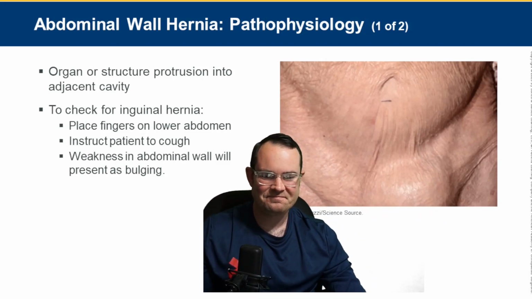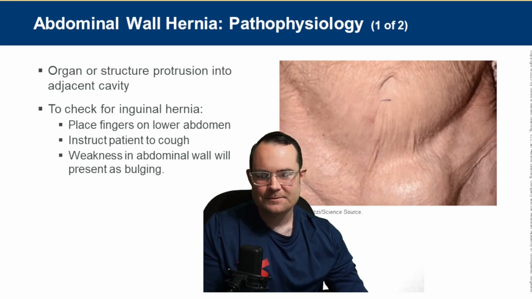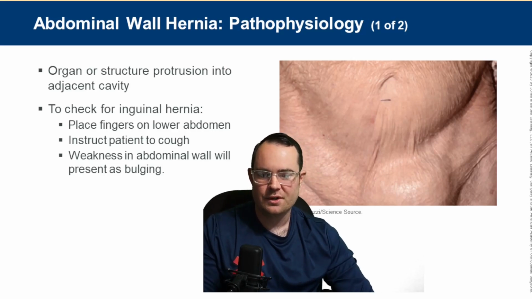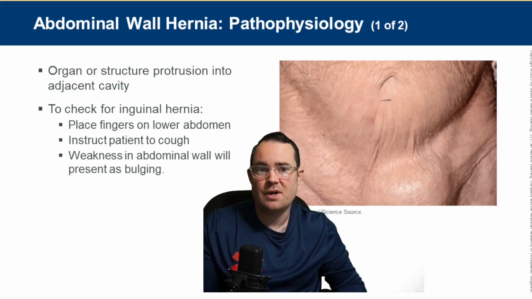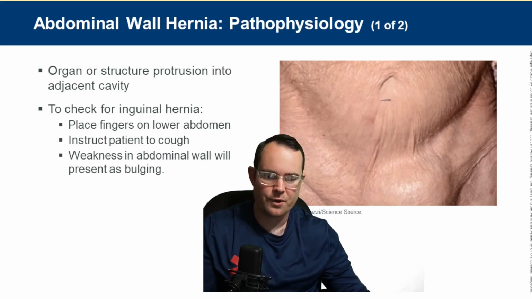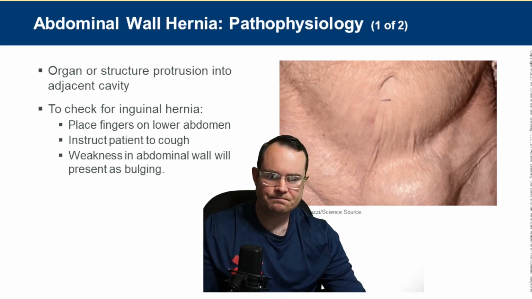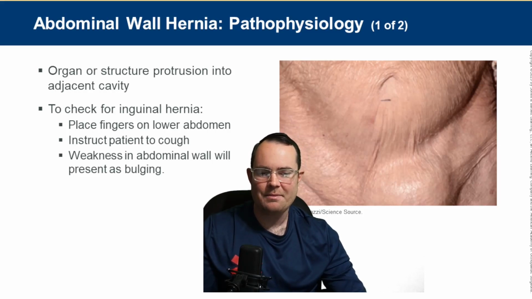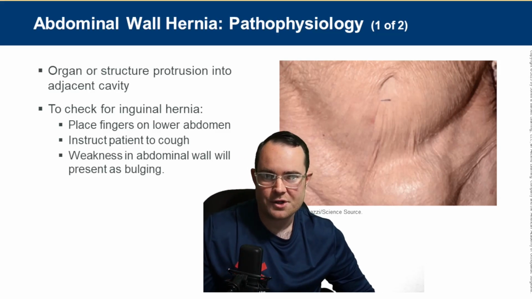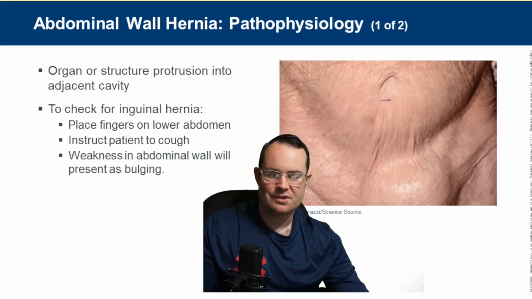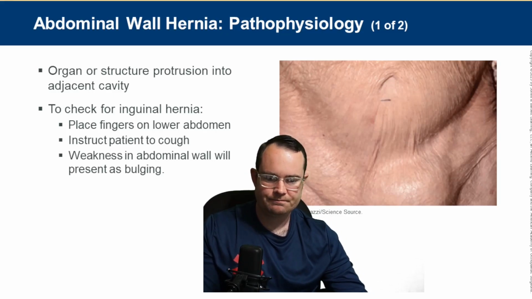Take a look at that hernia. Abdominal wall hernia. It says the organ or structure protrusion into an adjacent cavity. So you can see why the hernia could be problematic. If it starts pushing too much, the hernia starts to get too large and it pushes on other organs and compromises function. To check for an inguinal hernia, it says place fingers on the lower abdomen, instruct the patient to cough. We often see these hernias also when people move, they try to get up out of their chair, or, you know, you'll see a bulge occur.